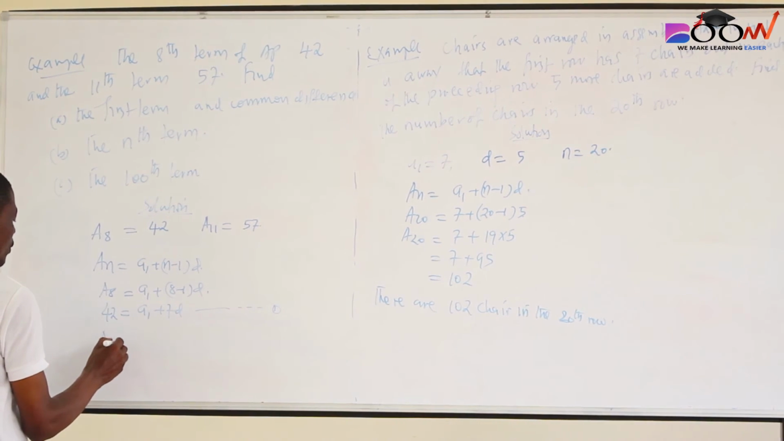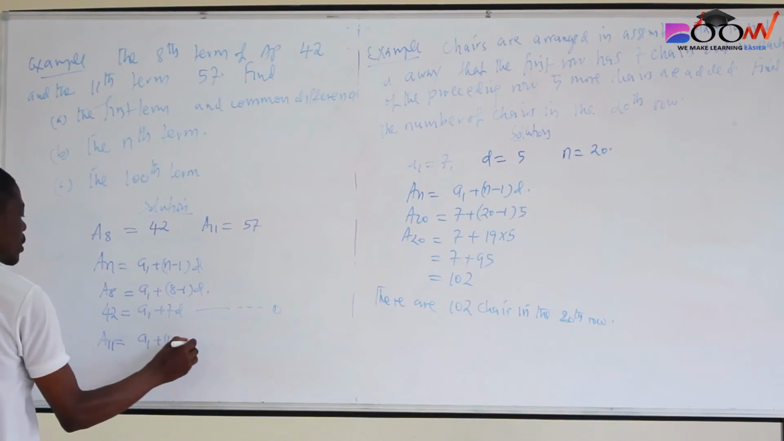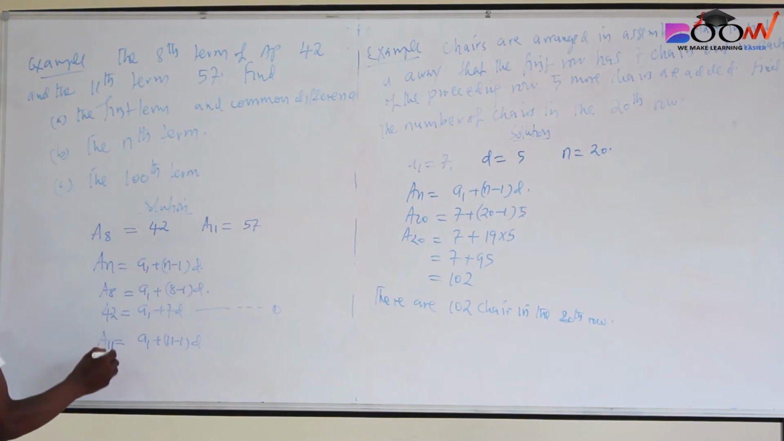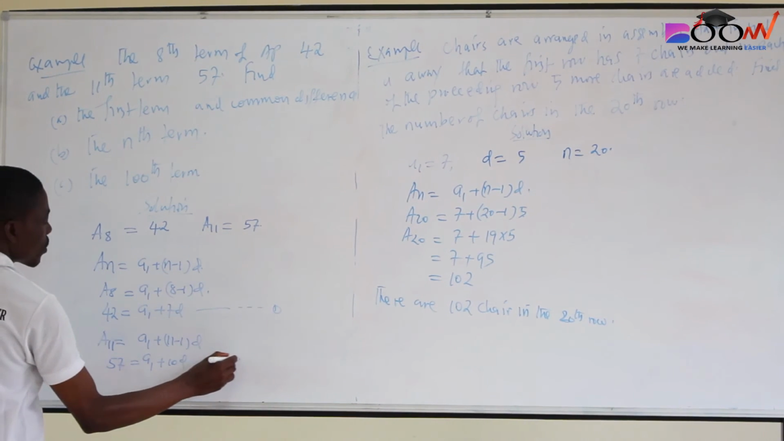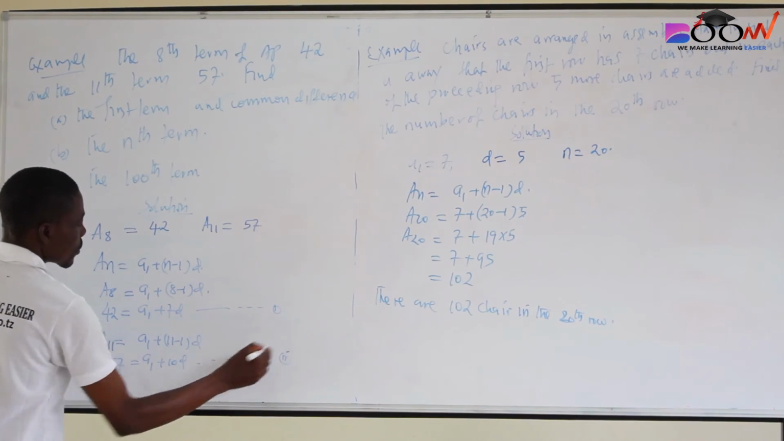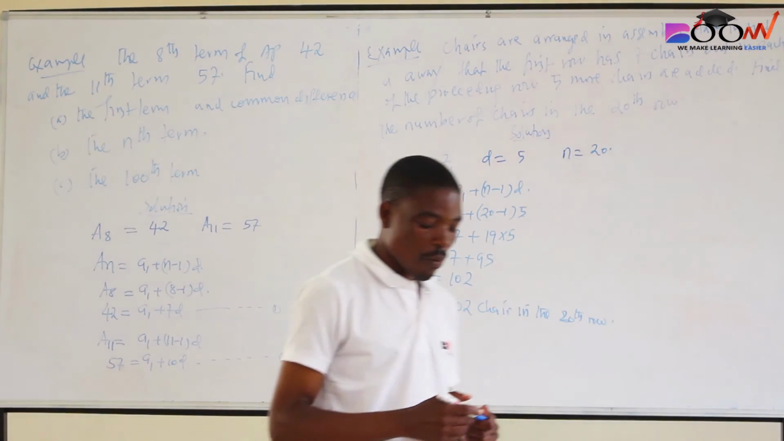A11 is given. Use the same formula, it will be A1 plus 11 minus 1 times the common difference. But this is 57, which will be equal to A1 plus 10D. Make this one the second equation.